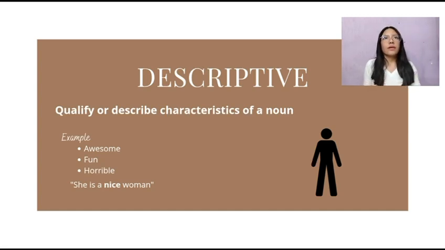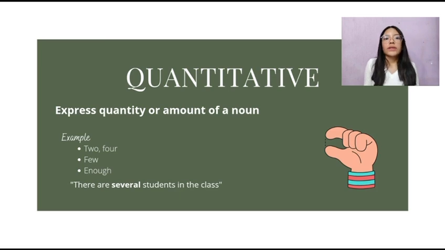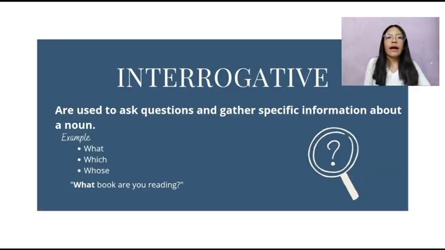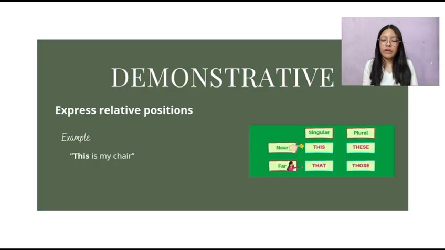Descriptive adjectives qualify or describe characteristics of a noun. For example, she is a nice person. Quantitative adjectives express the quantity or amount of a noun. For example, there are several students in the class. Interrogatives are used to ask questions and obtain information about a noun. For example, what book are you reading?